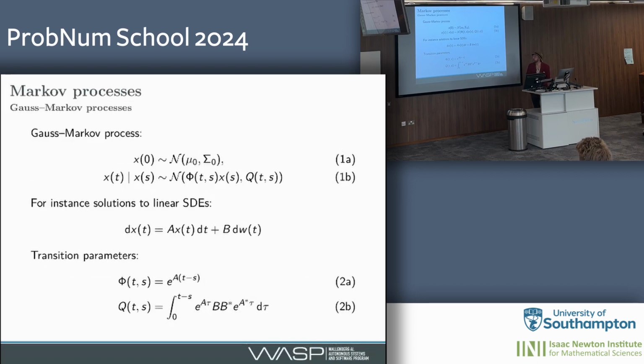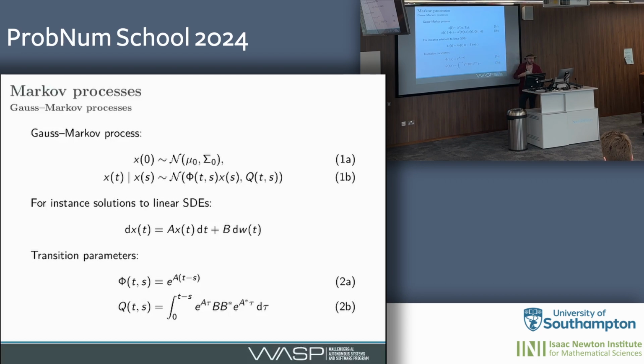And so a very useful instance of Markov processes are Gauss-Markov processes. There we just specify the initial condition to be a Gaussian distribution with some mean mu naught and covariance sigma naught. And our transition densities are then just Gaussian. So we could have some matrix times x as the conditional mean. We can add some constant vector as well, and then we have some transition covariance Q.